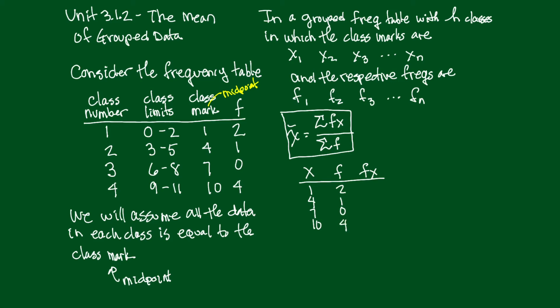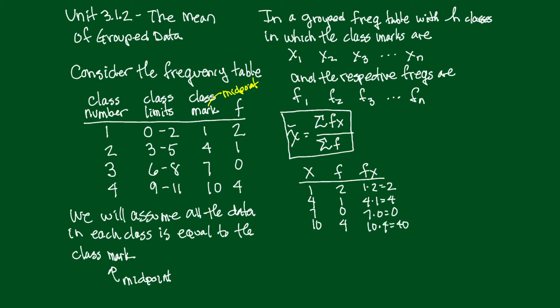And now just multiply them together. I'll show it. It's 1 times 2, which is 2. 4 times 1, which is 4. 7 times 0, which is 0. Careful, it's not 7. 10 times 4 is 40.